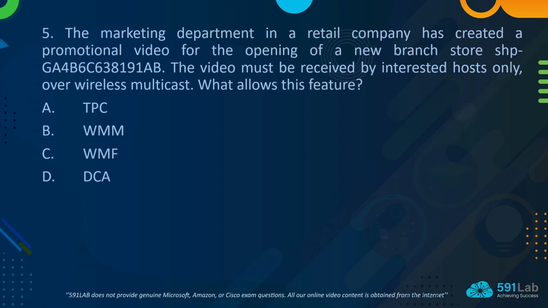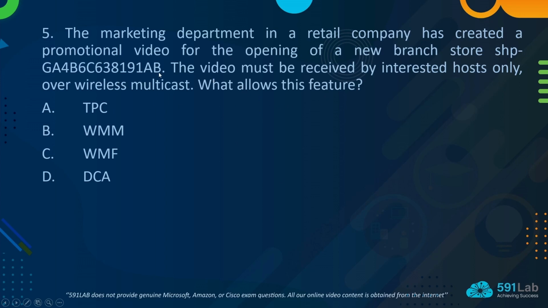The marketing department in a retail company has created a promotional video for the opening of a new branch store. The video must be received by all interested hosts only over wireless multicast. What allows this feature? We see this a lot in marketing, in malls and retail shops, where they have one single video that is broadcast to every single TV in the store.